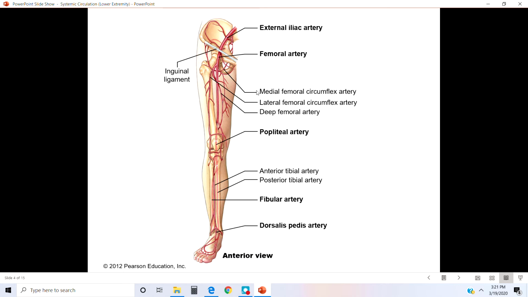So we can see here, just so you have an idea, right here is the common iliac artery. We're looking way up over here. This branch here, we didn't label it, but this would be the internal iliac artery going into the pelvis, and then this is now going to be the external iliac artery. Once it crosses the inguinal ligament, it now becomes the femoral artery right there.